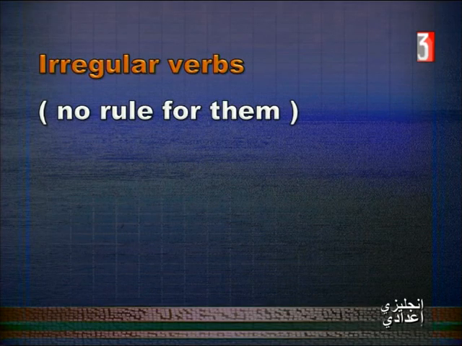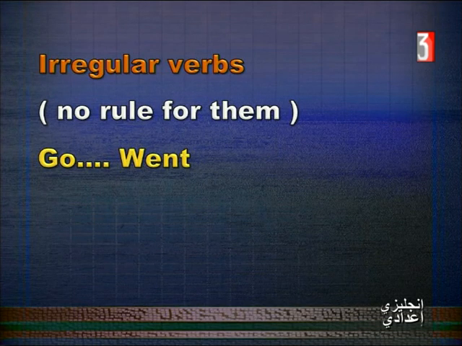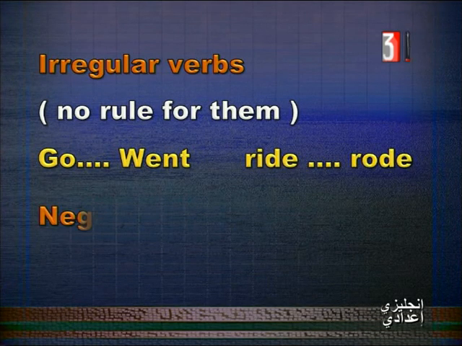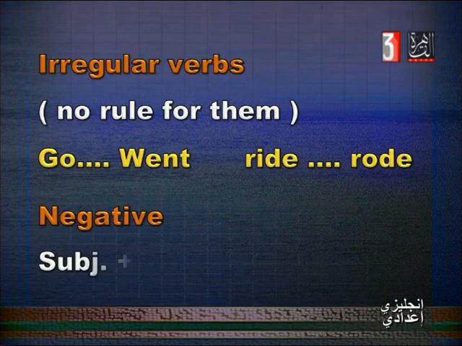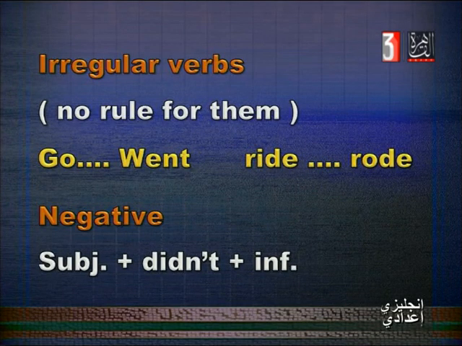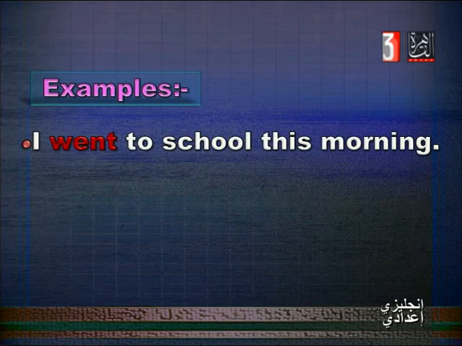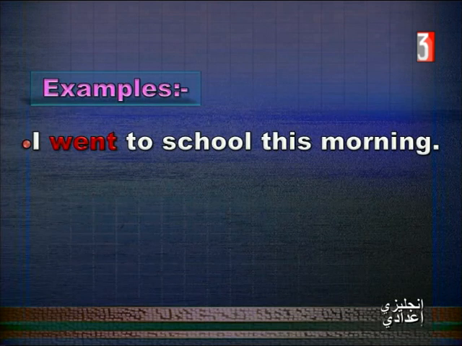Irregular verbs, أفعال ليس لها قاعدة, no rule for them. Like go, went, ride, rode. Negative form, we put subject followed by didn't plus infinitive. Let's see some examples. I went to school this morning. Here I used an irregular verb, went.